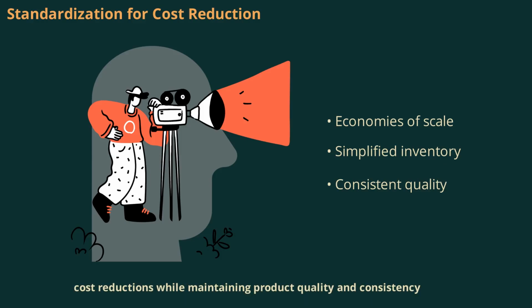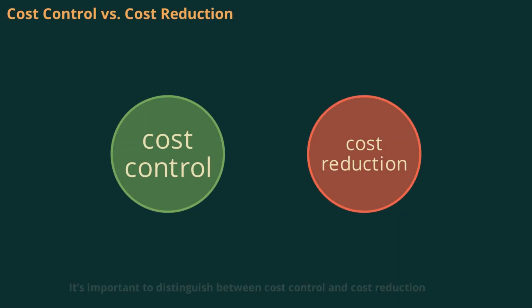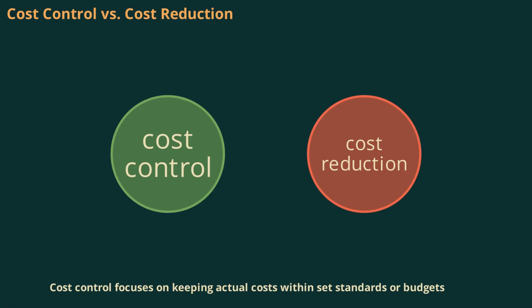It's important to distinguish between cost control and cost reduction. Cost control focuses on keeping actual costs within set standards or budgets, often resulting in temporary saving. Cost reduction, on the other hand, aims for real, permanent saving without compromising quality. While cost control relies on compliance with standards, cost reduction challenges those standards to find new, more efficient ways of operating. Cost reduction is dynamic and universally applicable.